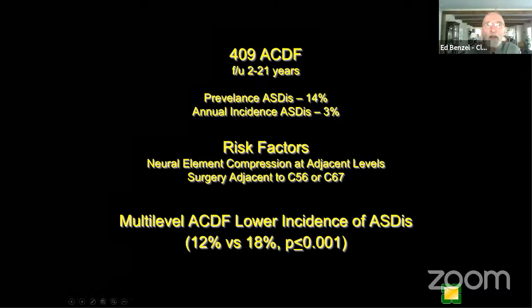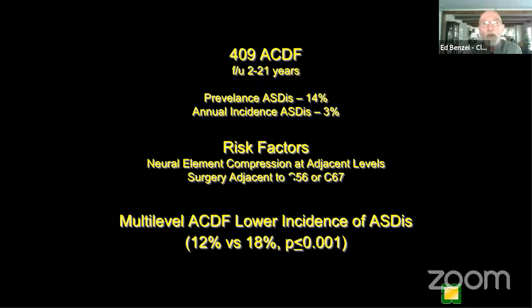I'm not sure why that is, but it is probably related to the fact that the levels most vulnerable to degeneration are 5-6 and 6-7. If you fuse one, the other one is exposed to greater stresses. If you fuse both, the vulnerable discs have been taken out of action. Now, I'm not recommending we do 2-level discectomies and fusions. I'm just saying that that could be a factor, or we may be just dealing with natural history.